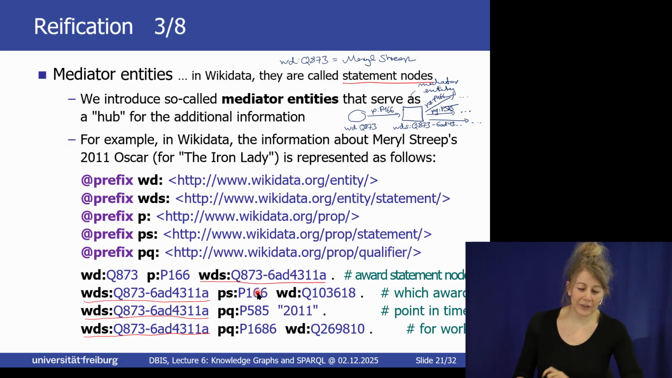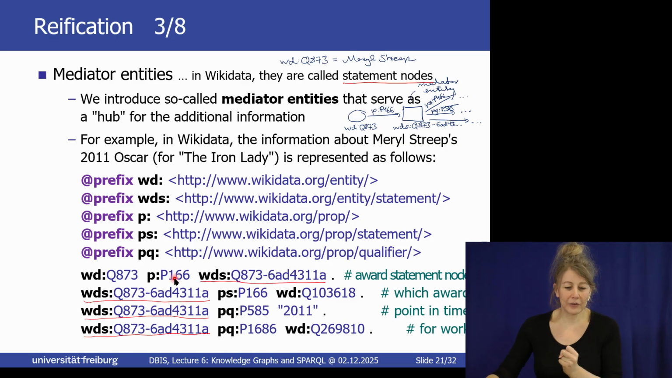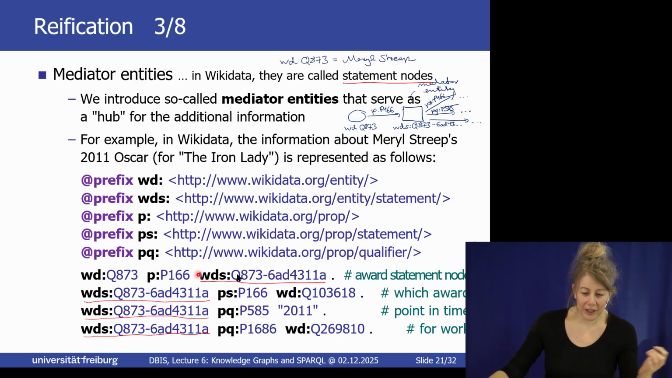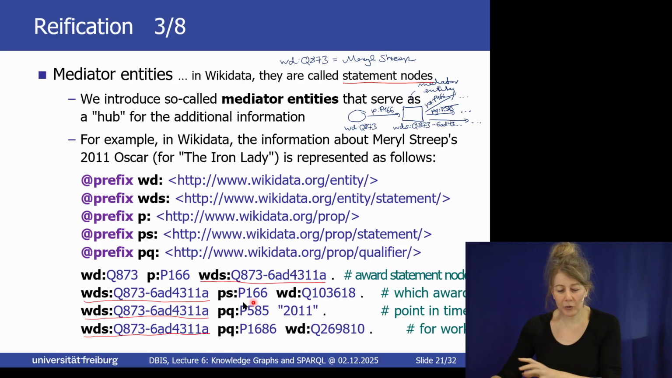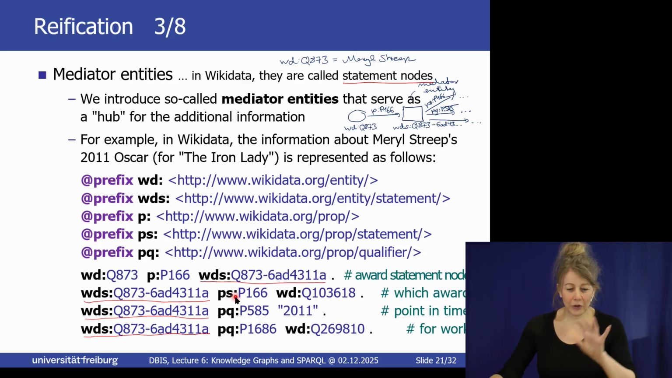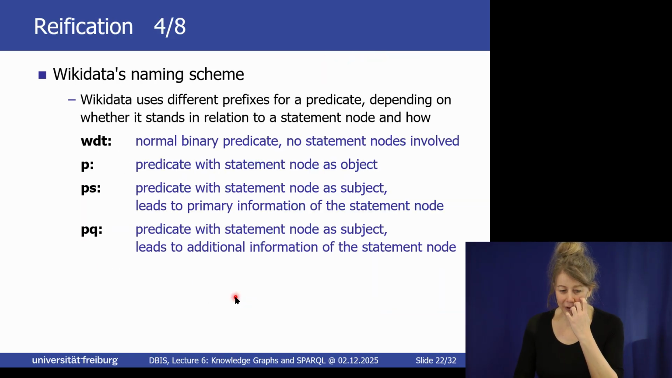So Wikidata does a clever thing here. These predicates are all related to an award, but you use them in different ways, right? This is the predicate WDT, which we have seen earlier, gets you directly to the name of the award. If you first want to go to the statement node, you use the thing with a P prefix, which is technically a different predicate. If you want to get from the statement node to the name of the award, you use PS. So you already have WDT, P, and PS. And this is explained on the next slide.